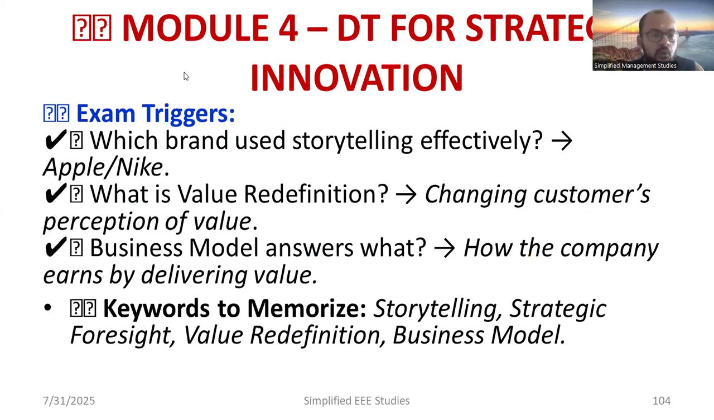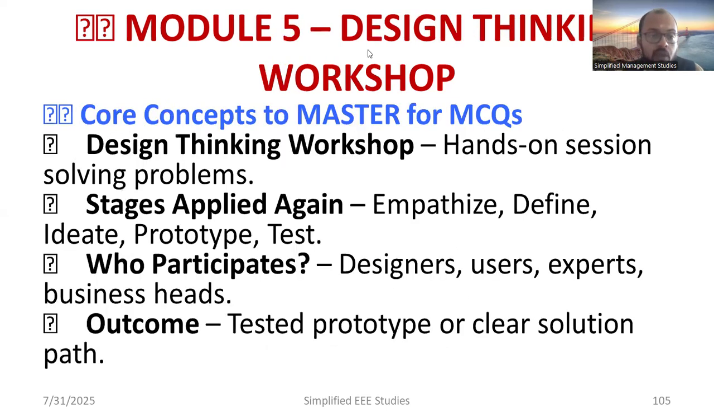As far as the exam is concerned, you need to follow these tips. Which brand used storytelling effectively, Apple or Nike? If you have any other option, kindly verify and select the answer. What is value redefinition? Change in the customer's perception of value. Business model answers what? How the company earns by delivering value. The keywords to memorize: storytelling, strategic foresight, value redefinition, business model. Try to remember all the examples corresponding to each keyword. That is very important.